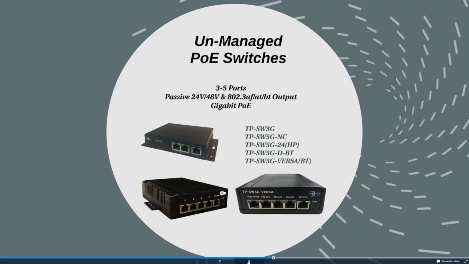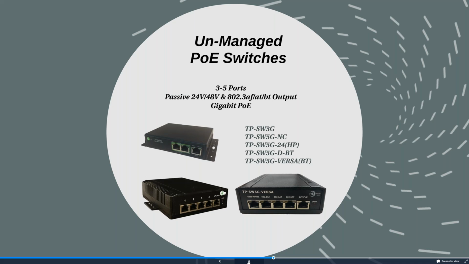The SW5G-D-BT is going to give you BT input, so you can take input on the PoE uplink and then give you 4 ports at 802.3 BT output. The Versa switch is basically, Versa stands for versatile. You can see here under the part numbers is the picture of the Versa. You get a 24 volt PoE output, 3 ports at 802.3 AT, and then a high PoE or 60 watt output. Our Versa BT switch will give you up to 90 watts on that 5th port.